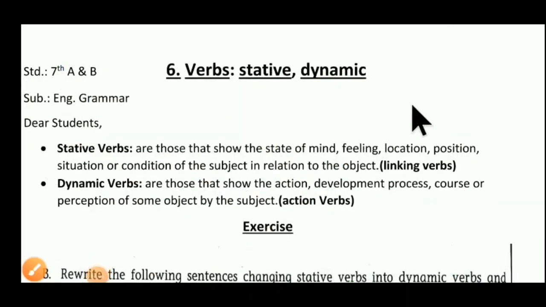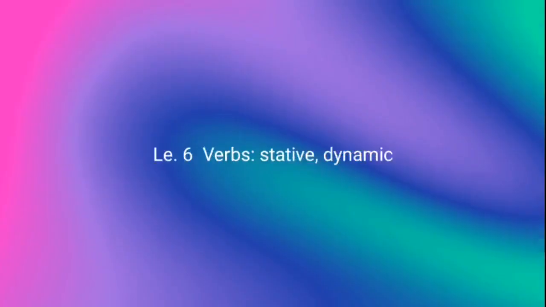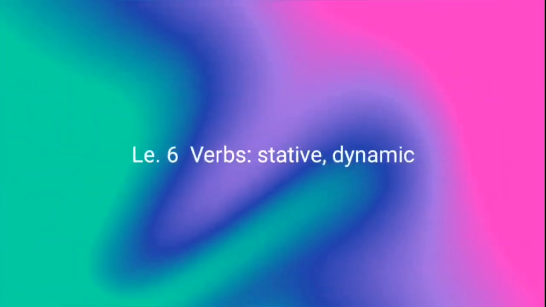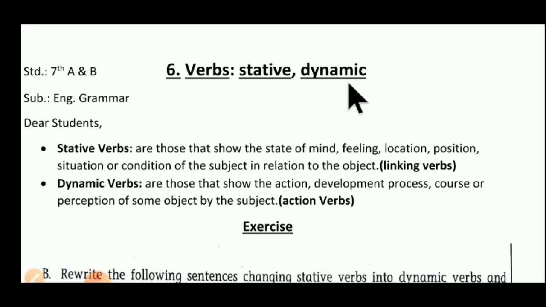Hello students, today we are going to learn standard 7th subject English grammar lesson number 6, verbs: stative and dynamic. As you know students, in our previous video we learned the teaching points related to stative and dynamic verbs. We understood what a stative verb is and what a dynamic verb is. Now today we have to do exercise B in this video.